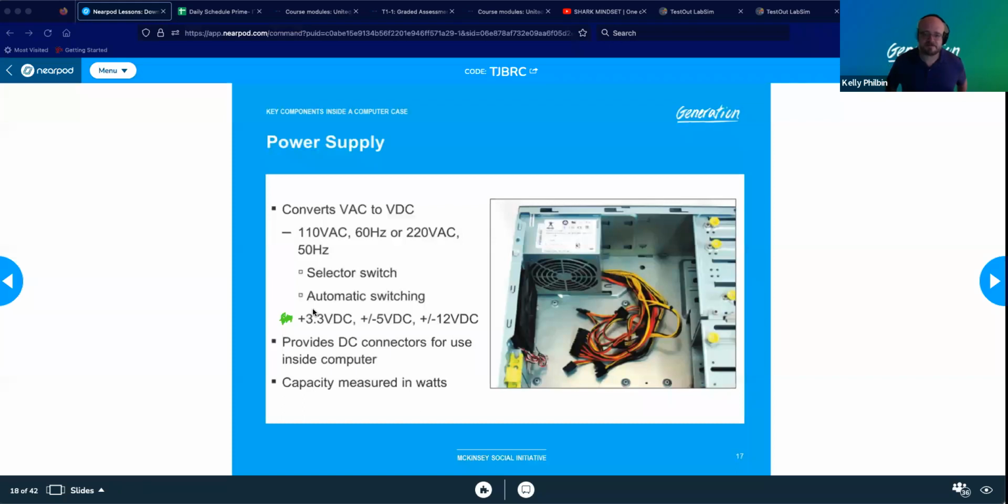So it takes from the wall your 110 or 220 and then converts it to the 3.3 or 5 or the 12. It converts it from AC, which is short for alternating current, to DC, which is direct current. So it converts the type of power and then the voltages that each component is going to receive. How we measure what kind of power supply we need for all of our components is measured in watts, and that is volts times amps equals watts. Can you say that again? Volts times amps equals watts.